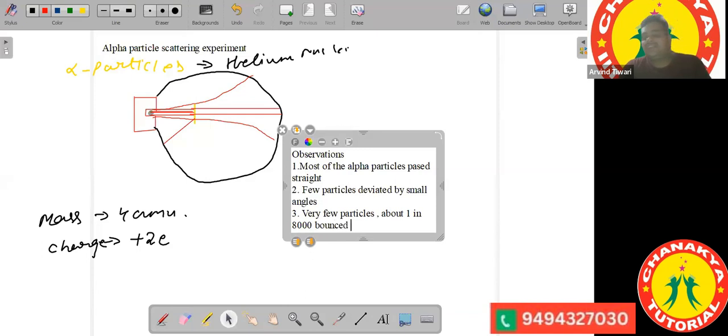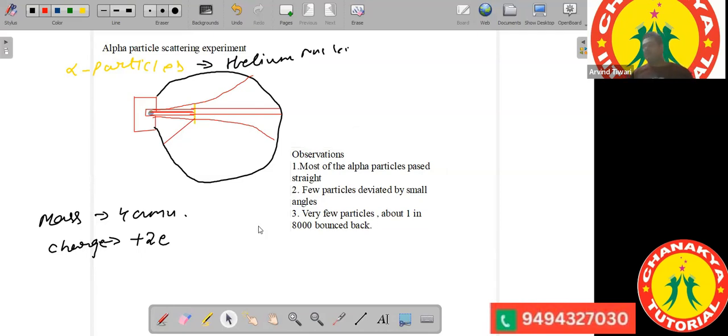So what indication does it give about the structure of the atom? It indicates that most of the space inside the atom is empty. That is why the alpha particles were able to pass through it straight. Since most of the space is empty, the alpha particles can pass; otherwise, they could not pass through.